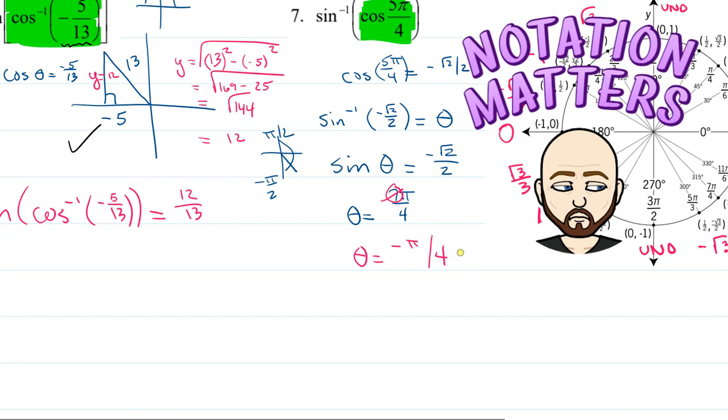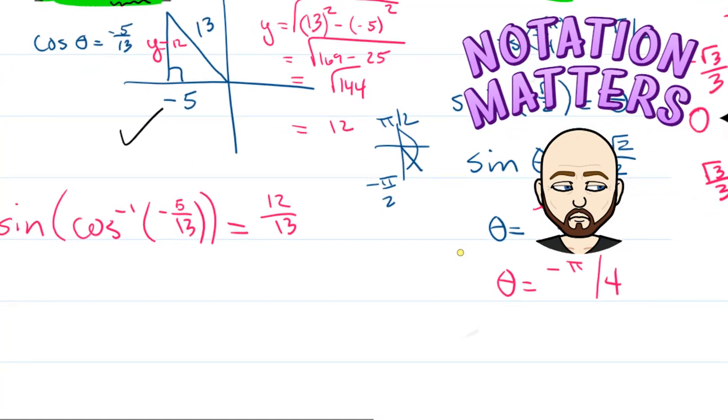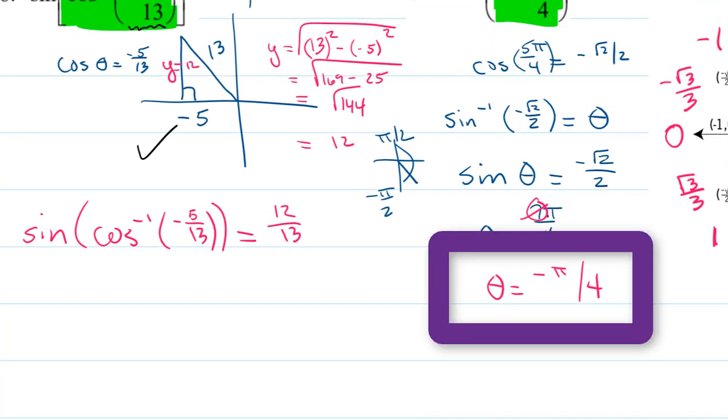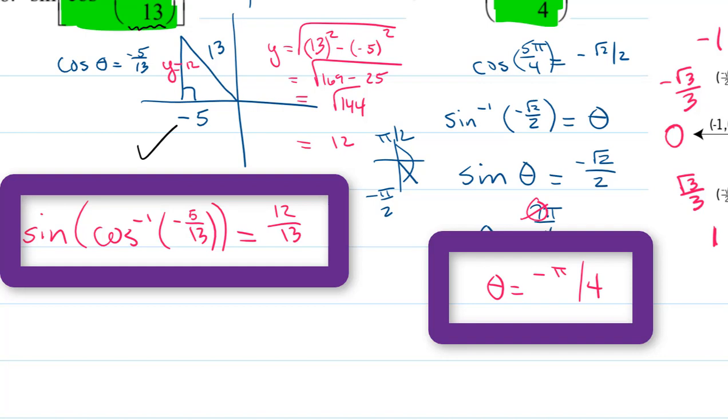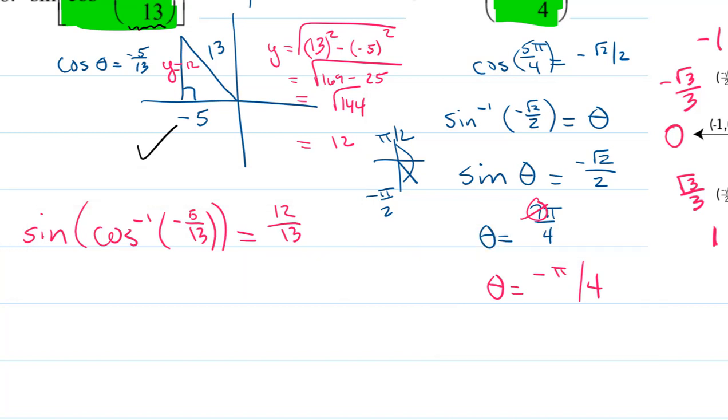Now notice too the difference in the way these are written. One of them has theta equals and then your answer, and the other one is going to be a ratio. So you're going to have sine of an inverse trig function equals then a ratio. So those are two small but very important things to make sure that you pay attention to when you are solving these types of problems.